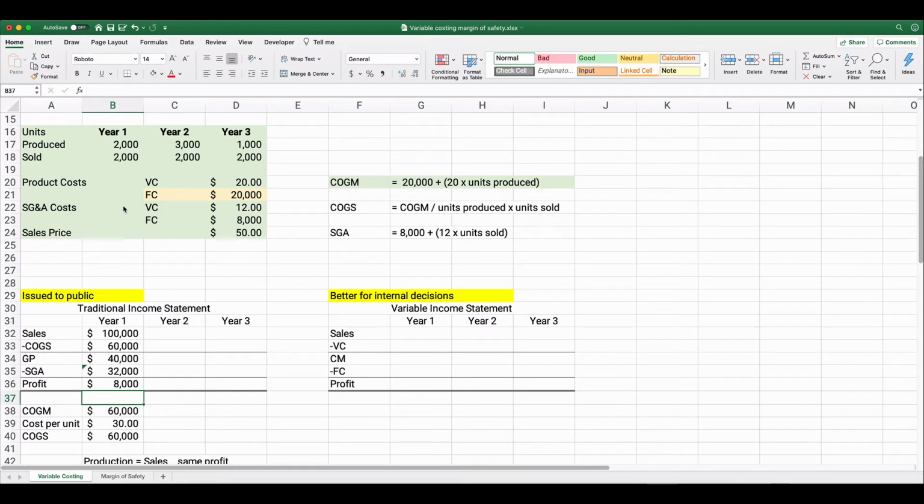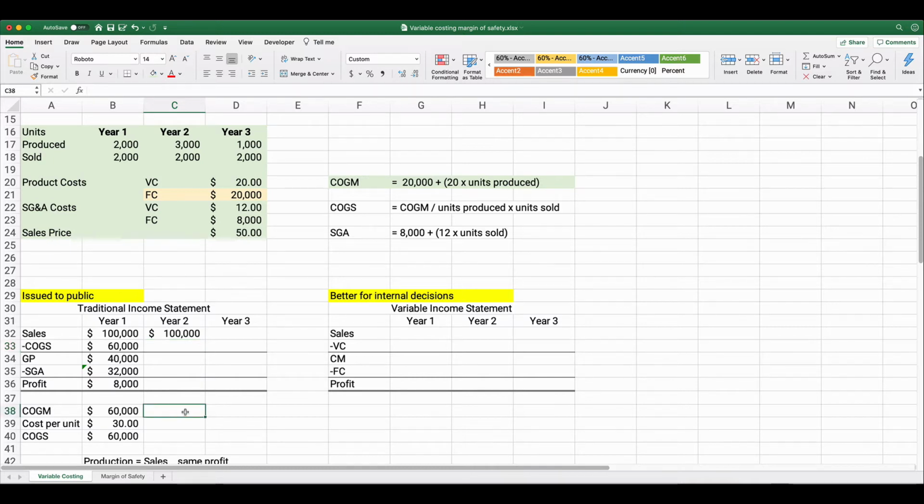All right, now this one's easy because cost of goods manufactured and cost of goods sold are the same, right? We produced 2,000, we sold 2,000. It's easy to figure out cost of goods sold in this case. Now we're going to do year two, and it's a little more tricky. The sales are still going to be $100,000, which is the 2,000 sold times the $50 each.